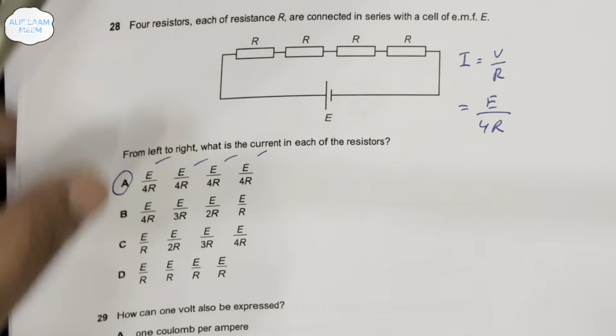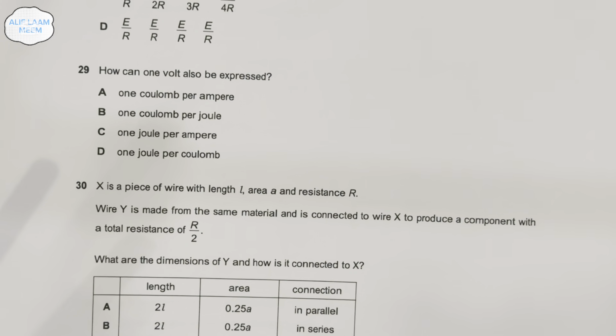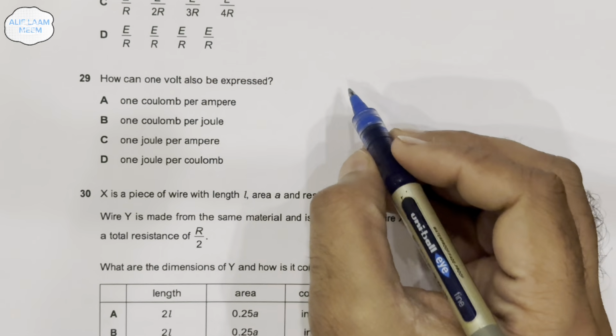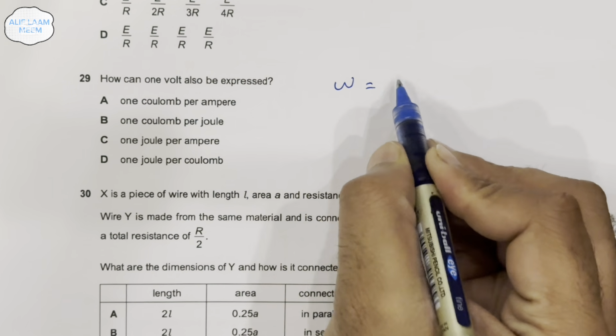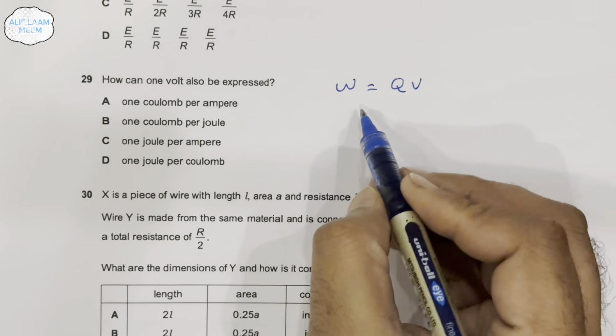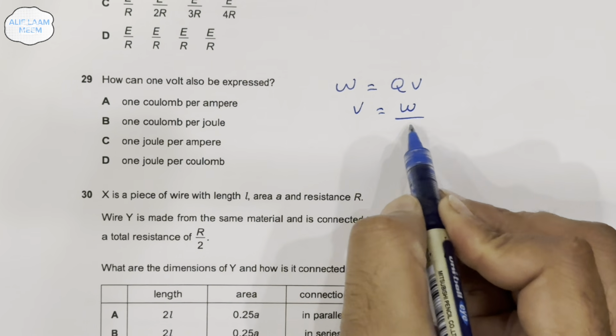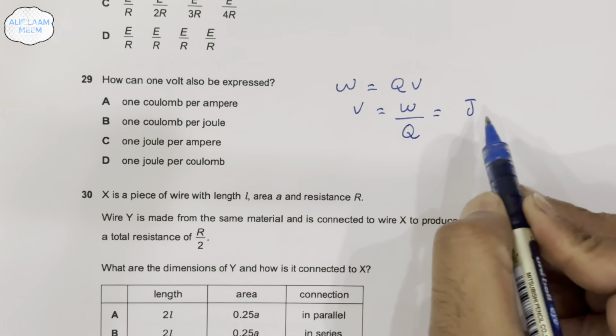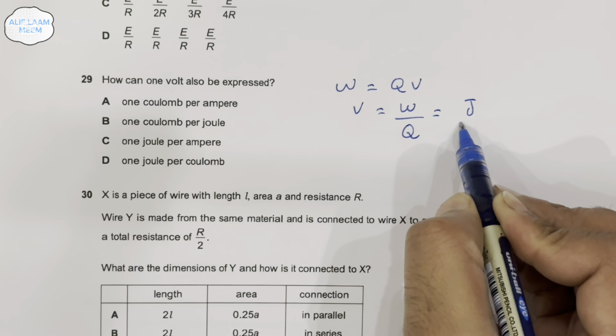Moving to question number 29. How can 1 volt also be expressed? We know that the formula for the work done in moving a unit charge is QV, so V is equal to W by Q. The unit for W is joules, and for Q it is coulomb.